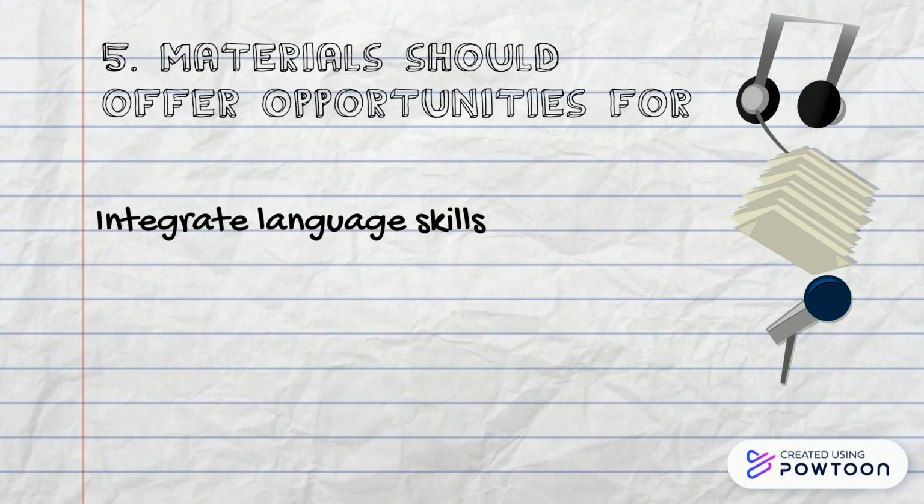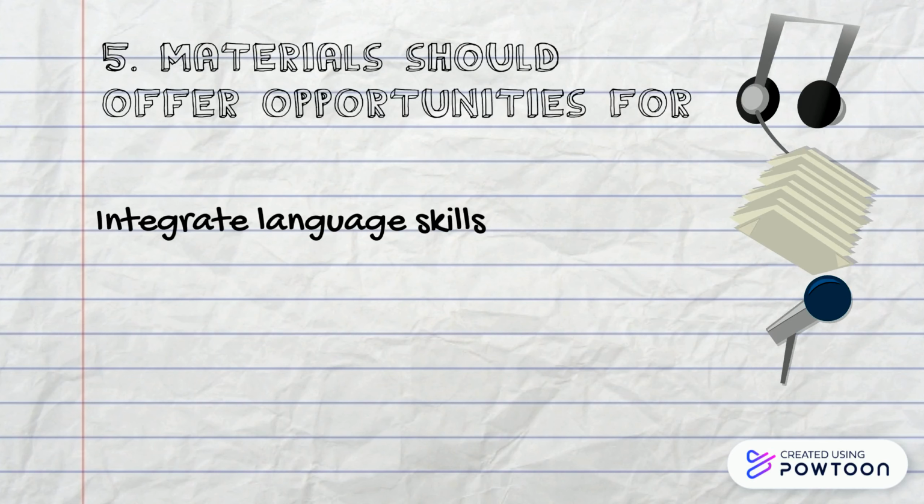Guideline number 6. English language teaching materials should be authentic. Learners need to hear, see, and read the way that native speakers communicate to each other. So we talk about authenticity in terms of language and in terms of tasks.